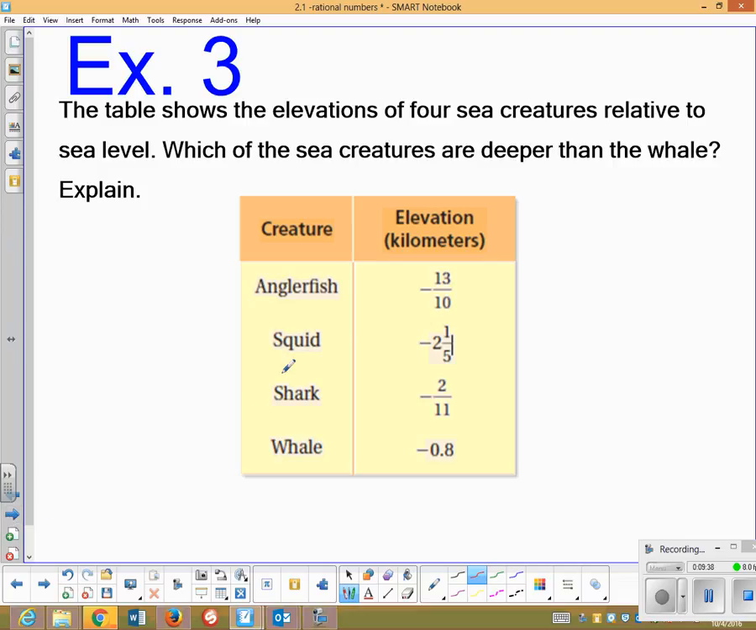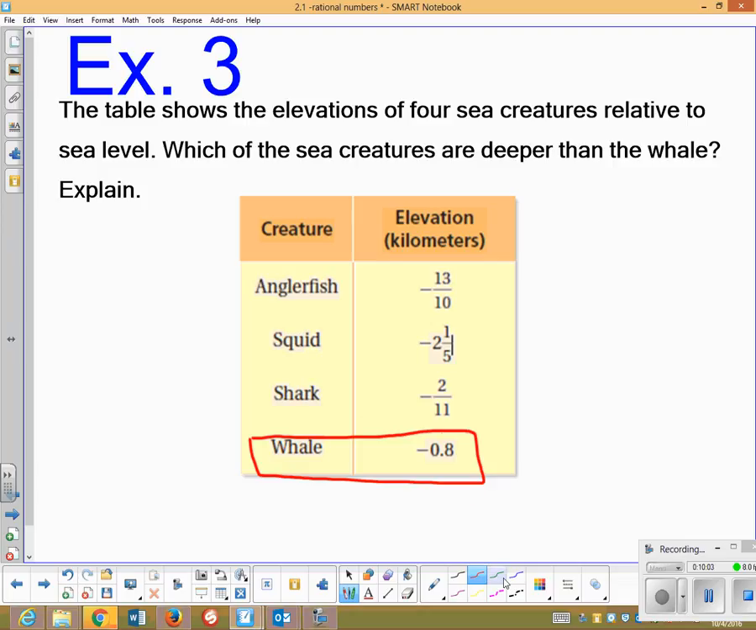In example number 3, the story problem, again, for story problems, you only need to write down the math problem. You don't have to copy down the story problem. So we're talking about a few sea creatures here, and we want to know which sea creatures are deeper than the whale. We know the whale is already negative 0.8 down the ocean. We want to figure out, is it anglerfish, squid, or shark? Which one's deeper than the whale?